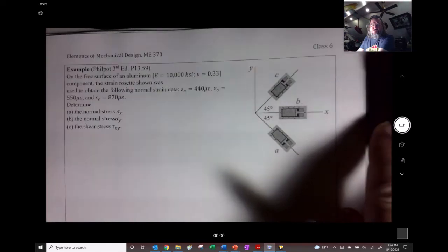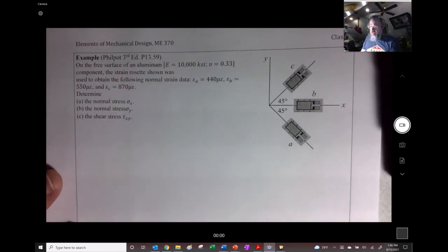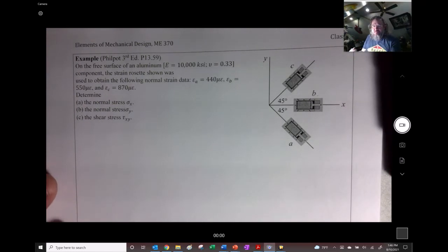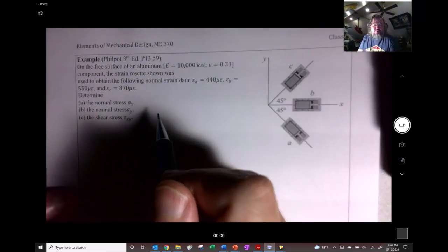I think there's another way to do this. I haven't really looked at it in a while, so I don't want to speak knowledgeably about it, but you can do something similar to this with something that's analogous to Mohr's circle, by the way.